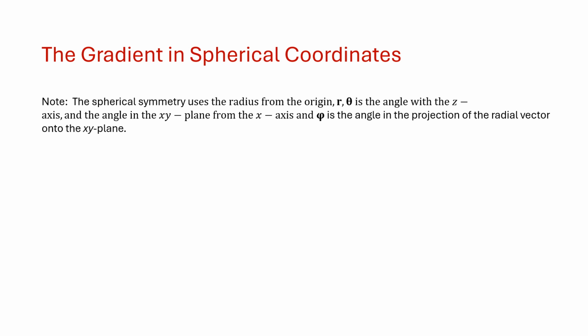Now, in the spherical coordinate system, we're going to have a radius and two angles. Theta is the angle about the z-axis in the xy plane, and phi is the angle that we make with the z-axis.